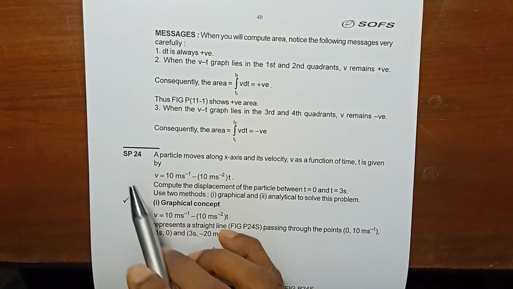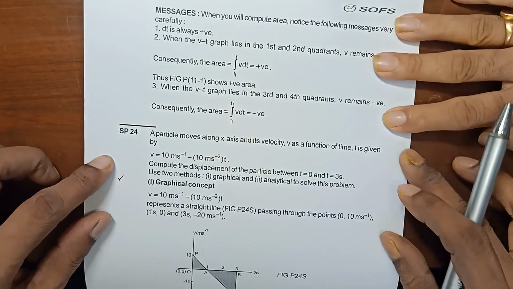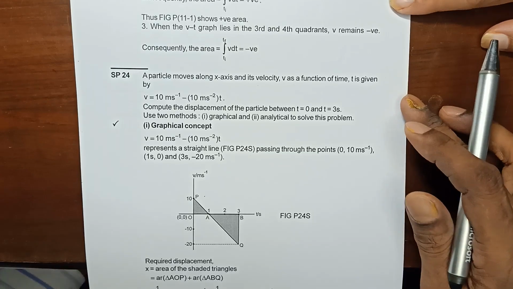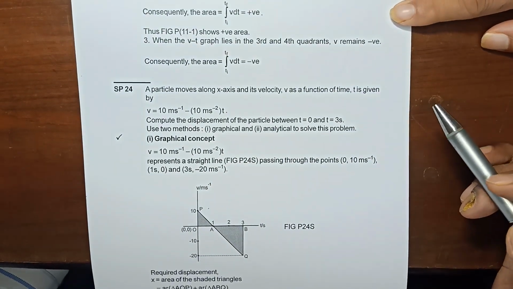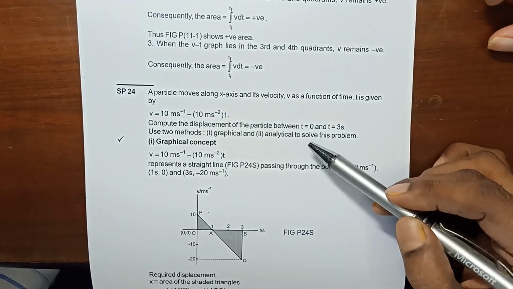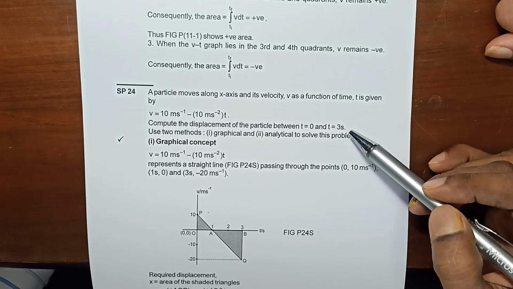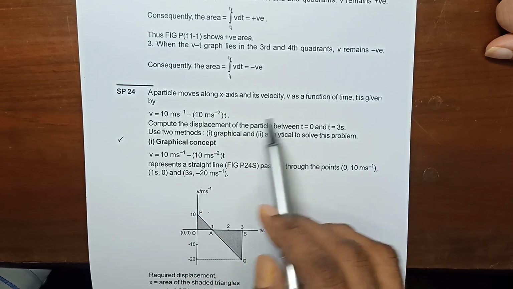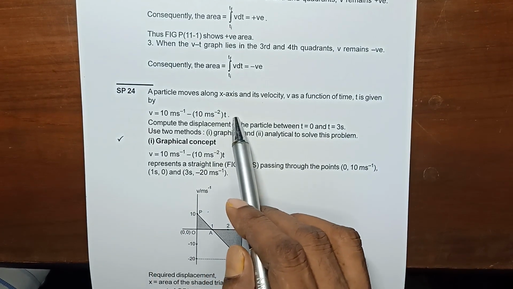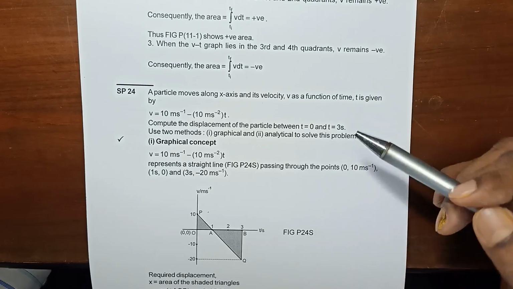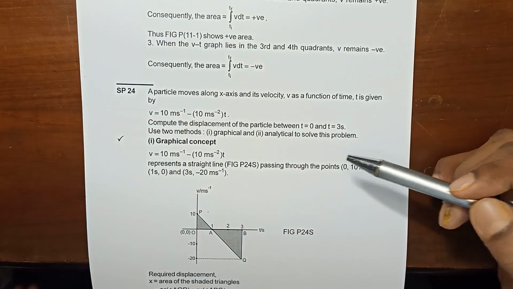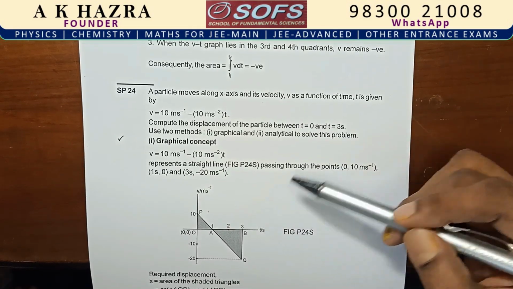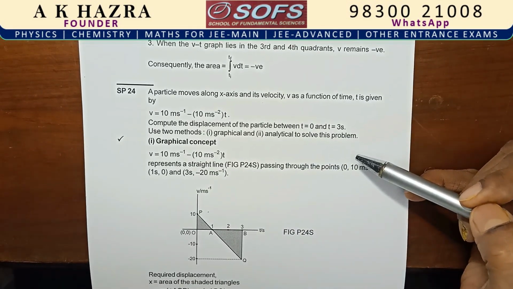Now sample example 24. You see how to apply graphical concept to find the displacement of the particle between t is equal to 0 to t is equal to 3 seconds. The particle is moving along the x-axis with the velocity v as a function of time t given. We have to find the displacement of the particle between t is equal to 0 to t is equal to 3 seconds. We will apply graphical concept as well as analytical concept.